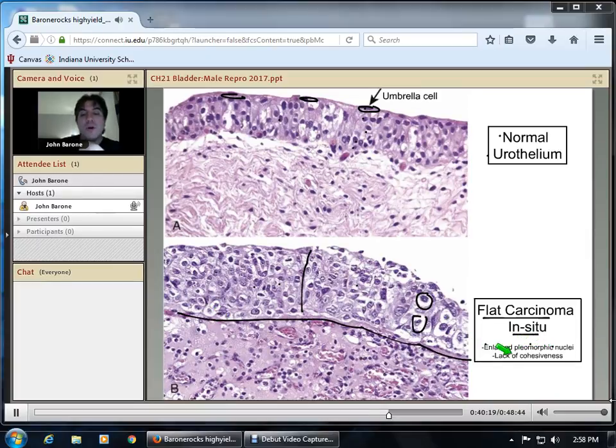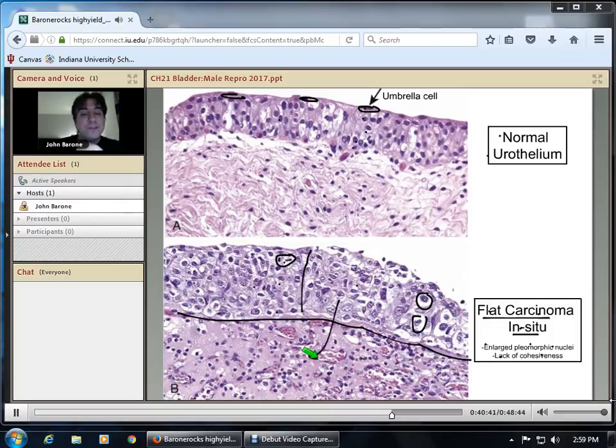So we see large pleomorphic nuclei. We see a loss of cohesiveness, and you're going to start seeing mitoses, again, above the basal layer. That's a mitosis there, the one I circled. It's above, it should be down here. Mitosis should always be in the basal layer. But now you're seeing it up here, that's totally abnormal. So again, flat carcinoma in situ.